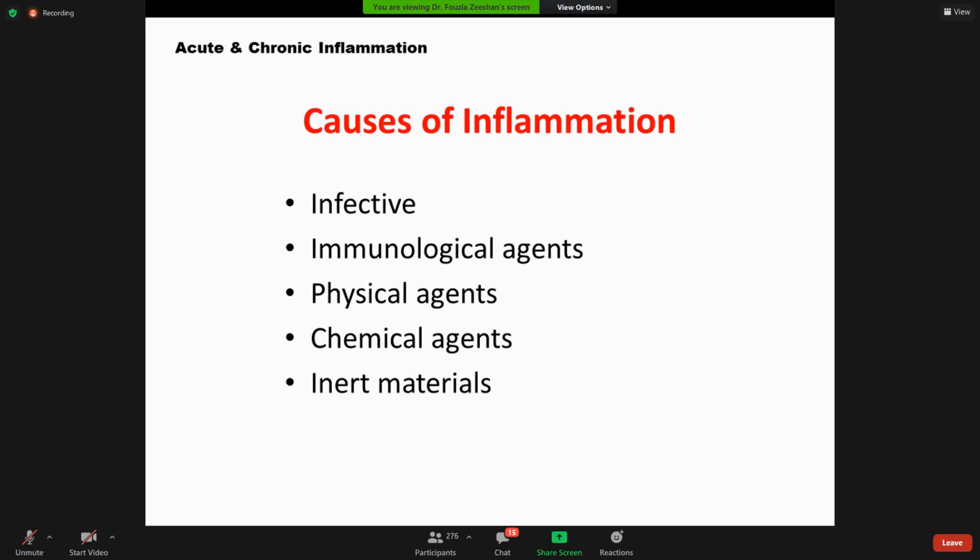Then chemical agents. Sometimes persons come across different injuries, chemical burns, accidents. So there are different chemicals that can cause inflammation. Similarly, there are some foreign bodies or inert materials, like cholesterol crystals in case of atherosclerosis, and smoke particles in smokers. So all these are the causative agents that can cause inflammation.